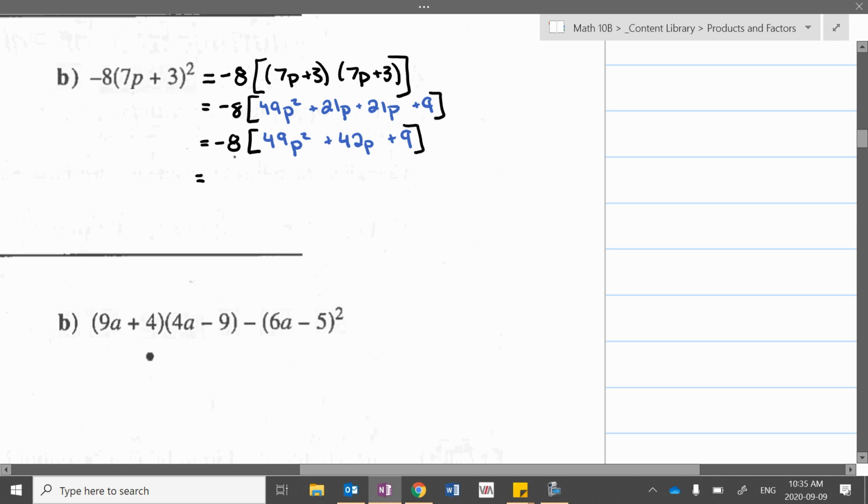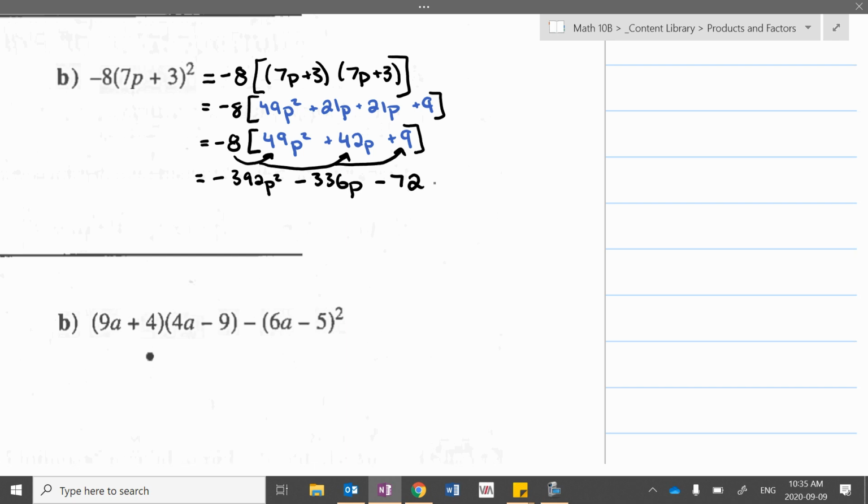Now I'm going to multiply that negative 8 in. Again, I would never do these numbers to you. Not worth your time to actually do negative 8 times 49. We will get, though, negative 392p squared minus 336p minus 72 as our final answer. It's really important that you're only putting in just the solo numbers here, the 5, the negative 8 once. Make sense? We're okay?